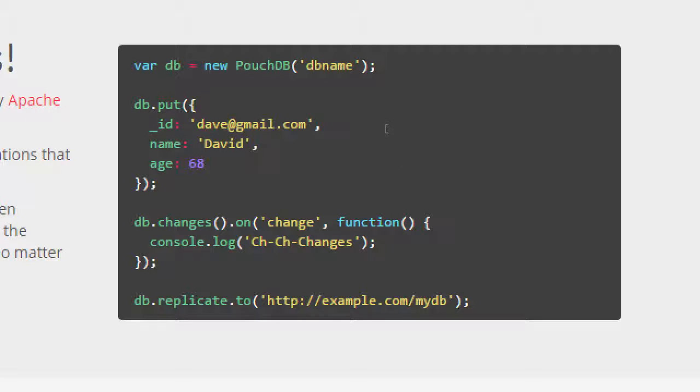Then if we want to put something into the database, we have the built-in method put, so we're saying db.put, and what do we put inside? Well, we need an ID, at least, underscore ID. Every single object in the database needs some unique identifier, so you have to have some sort of ID. It could be anything. It could be an email address, it could be a first name, a last name, a date stamp, anything. After that, you can put whatever you want into it. In this case, the unique ID is an email. Then we've got a field of name and a value of David, and an age field and a value of 68.